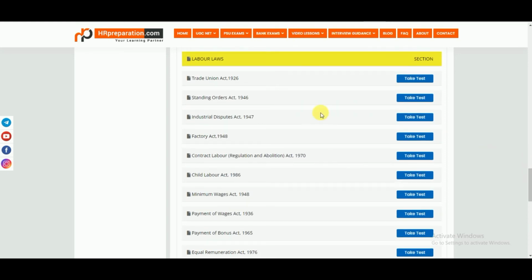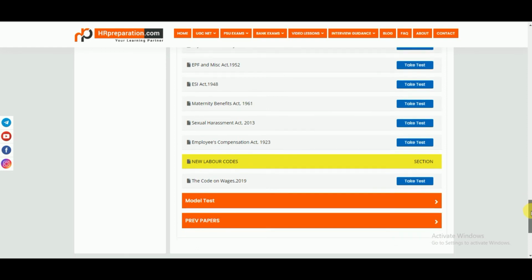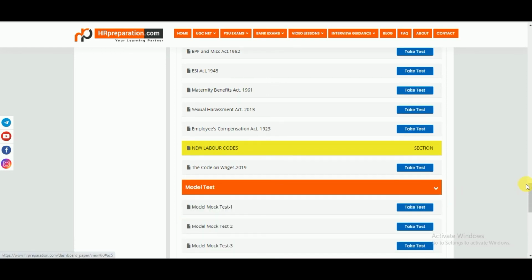Coming to labor law and labor code, we covered each section, chapter, schedule and amendment into questions so you can cover the whole act or code by this act-wise or code-wise test series. Here, the new labor code with codes. So far we have seen the topic-wise test series.